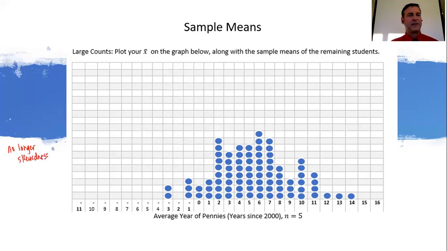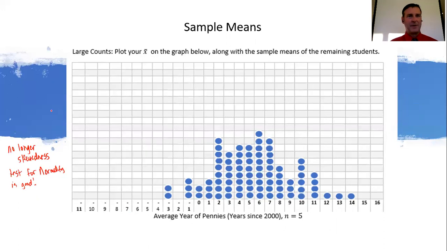Okay, which means my test for normality is okay. Test for normality is good. Okay, which means my sampling distribution should be approximately normal.